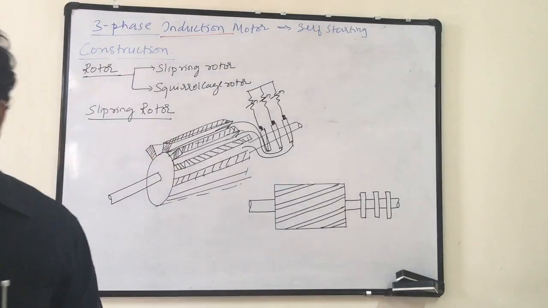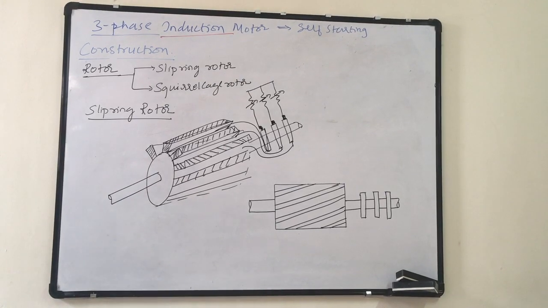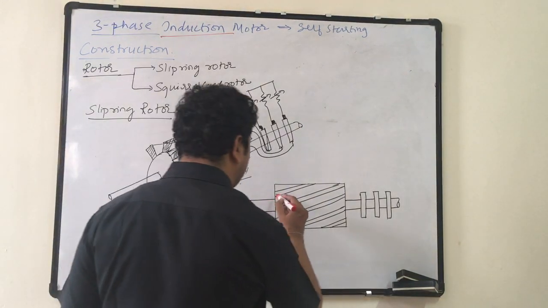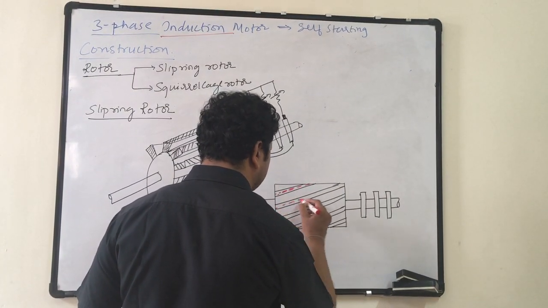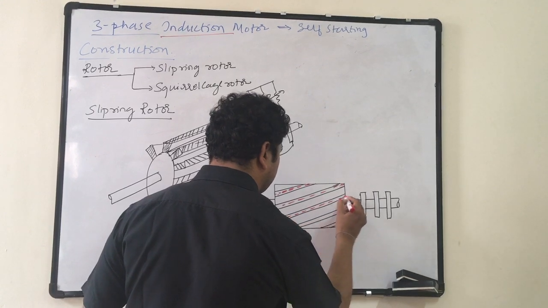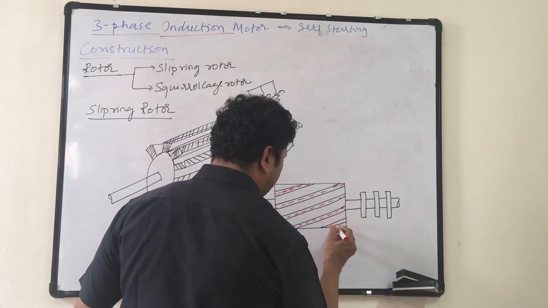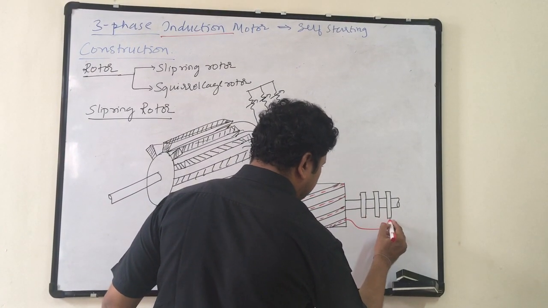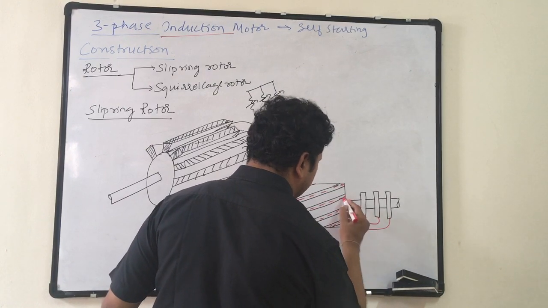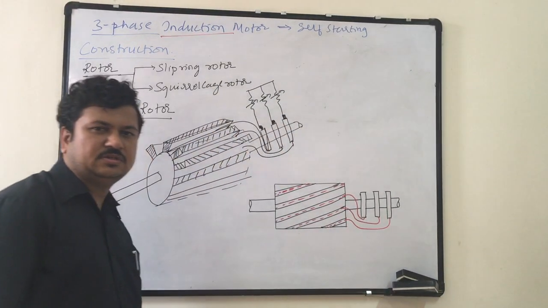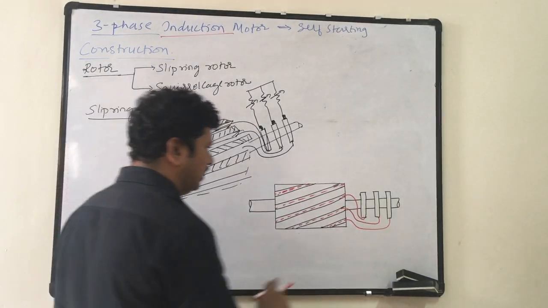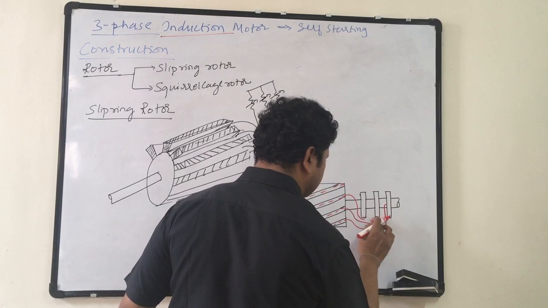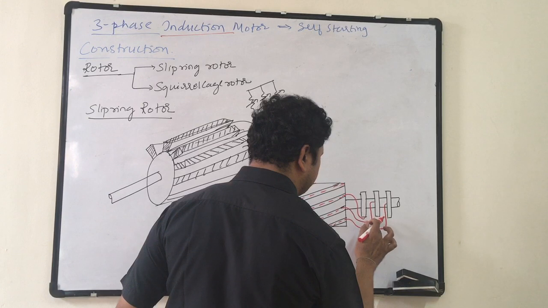So in this, the slots carry a 3-phase distributed winding. Okay, many conductors will be carried in each slot. It will form a 3-phase distributed winding, and each slip ring is connected with one phase. 3 phases, 3 slip rings. So these are fixed. Okay, I am connecting each slip ring with one phase. The slip rings are made up of copper.